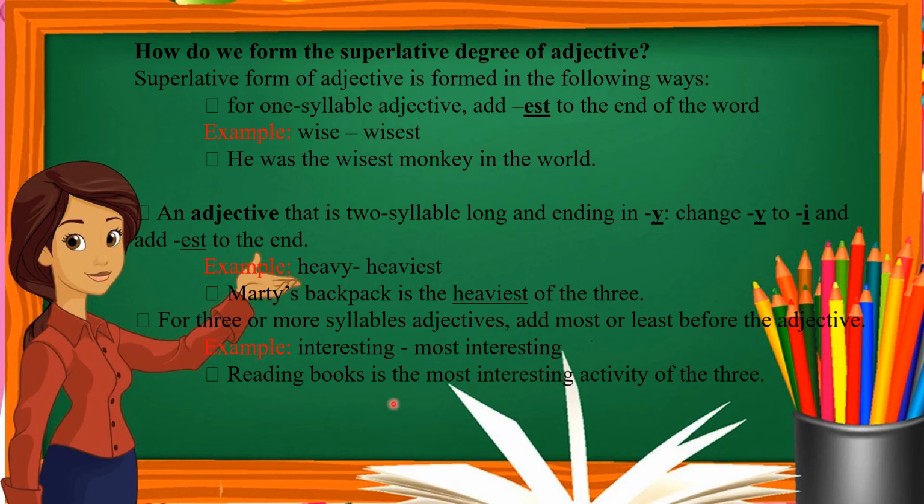Okay, reading books is the most interesting activity of the three. What is the adjective in the sentence? Yes, most interesting. Another example here: difficult, least difficult. Running is the least difficult exercise among the three. So you compare three exercises, and running is the least difficult. So we're comparing three. Okay?